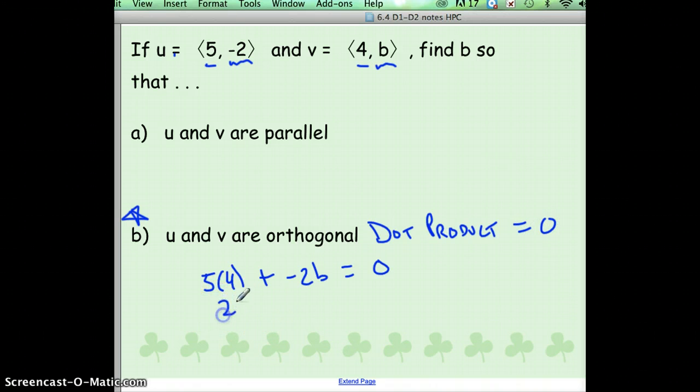So let's solve this. 20 minus 2b equals 0. We could subtract the 20 and then divide by the -2. So b would equal 10.